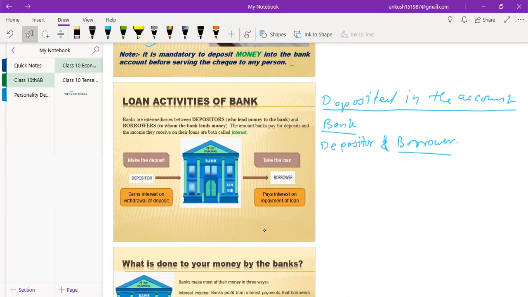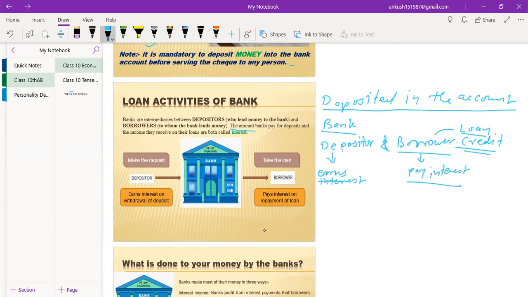Now this word has come, borrower. So who is a borrower? Who takes money from a bank in the form of loan or credit. This is a borrower. Now on whatever money is deposited over there, the bank is obliged to give interest. So the depositor earns interest and the borrower has to pay interest.